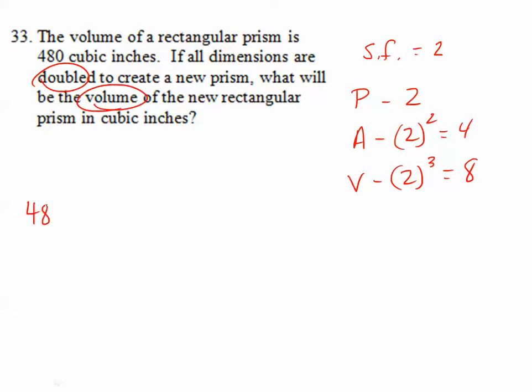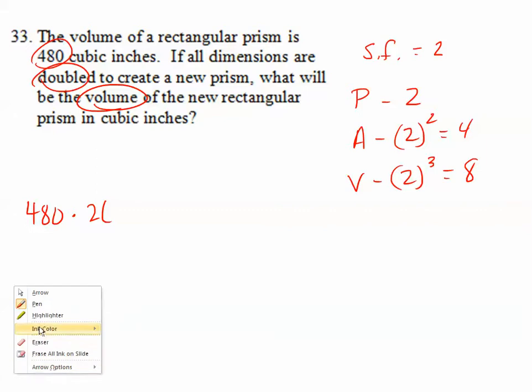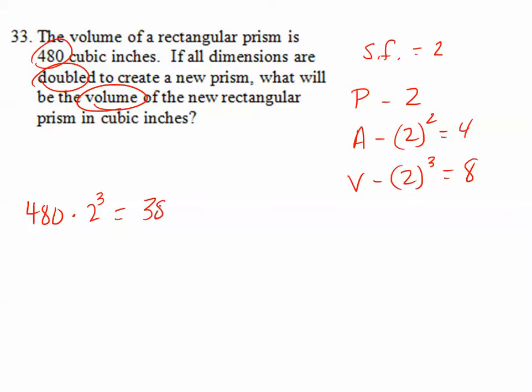So we're going to take our original volume of 480 and multiply that times 2 cubed, because we're doing volume. And I meant to do 2 cubed, not 2 parentheses. So we're going to multiply that times 2 cubed, or times 8, and we get 3,840 inches cubed because it's volume.